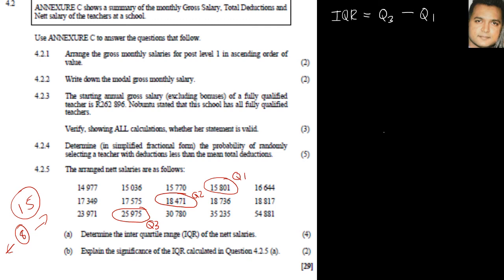So now that we have our Q1 and Q3, all we need to do is subtract them in this formula here. So Q3 will be 25,975 minus the Q1, which is 15,801, and our interquartile range will be 10,174.